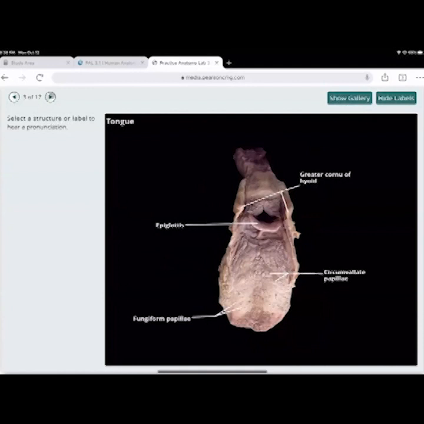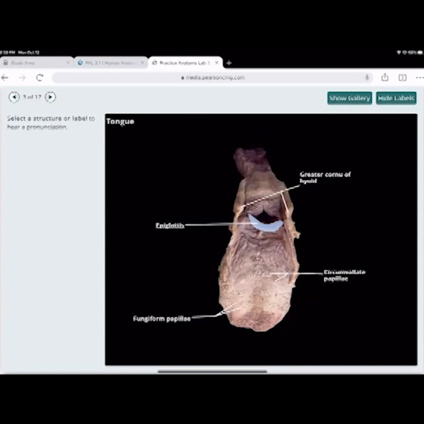Okay, this is a good view of the epiglottis. This is a flap of tissue that goes over the trachea, which is right here, and your esophagus right behind it. That closes the trachea, so when you swallow, food goes into the esophagus and not into the trachea. This is the hyoid bone, the greater cornu of the hyoid bone.